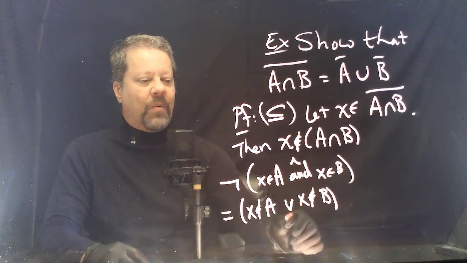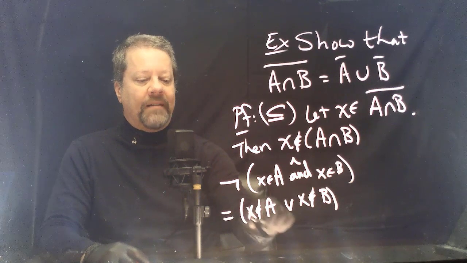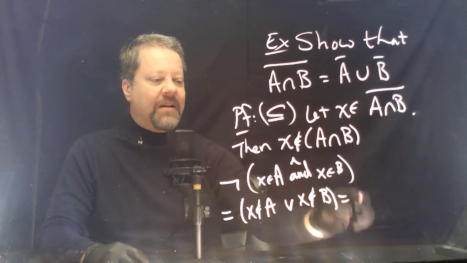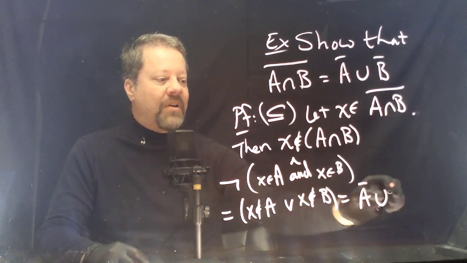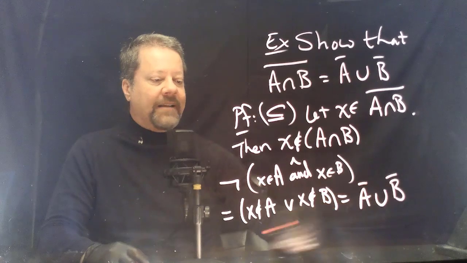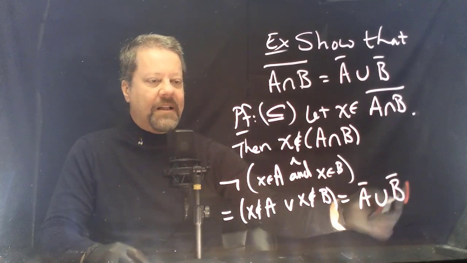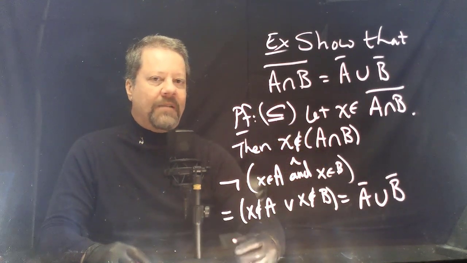Well, this is an or statement, which leads us to a union. A union of what? Things not in A and also things not in B. Things not in A are things in A complement, and then the union of things not in B, that's in B complement. And so that's the end of the proof in this direction. We have to do the proof in the other direction as well.